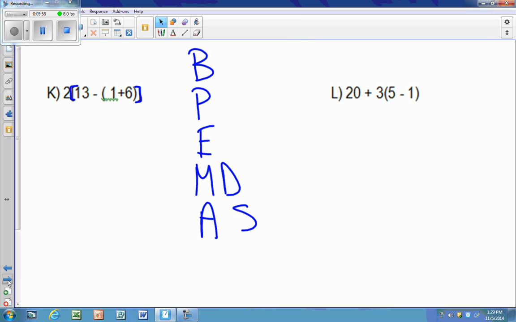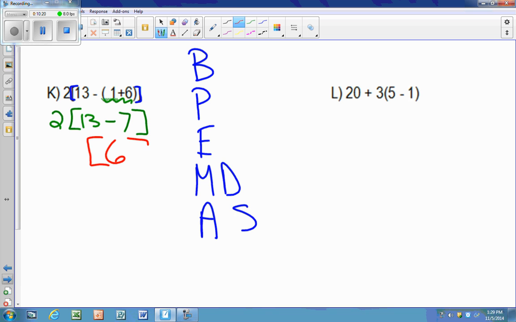So since I have those brackets, the first thing I'm going to do in my brackets is find the parentheses. And in this case, they are right here. So that would be a 7. I rewrite everything else in the brackets, keeping the brackets there because there is another operation to do in there. And I rewrite my 2 on the outside and make sure I don't forget it. Now I follow what's in the brackets, which is 13 minus 7, which is 6.